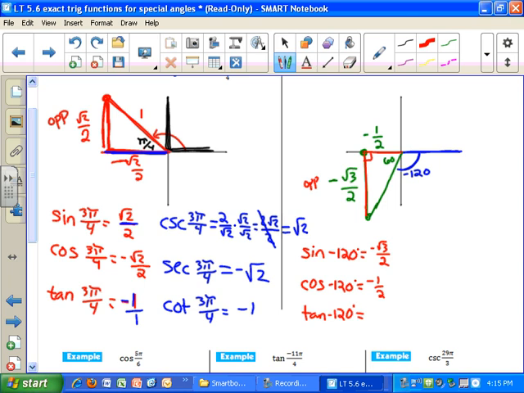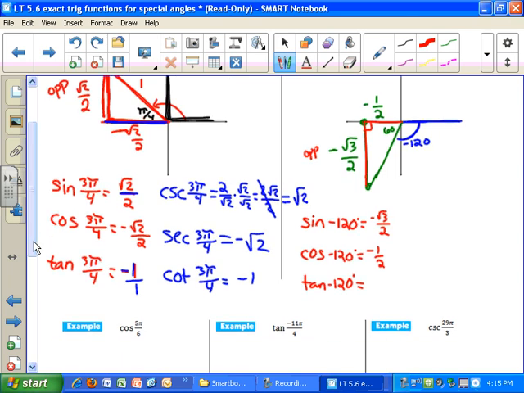And the tangent of negative 120 is the opposite over the adjacent. So opposite over the adjacent, instead of dividing by negative 1/2, I'm going to multiply by the reciprocal. So I'm going to multiply by negative 2 over 1. I see that my 2 is going to cancel, negatives are going to cancel, and my final answer is just the square root of 3.